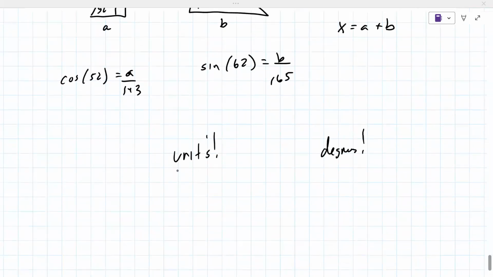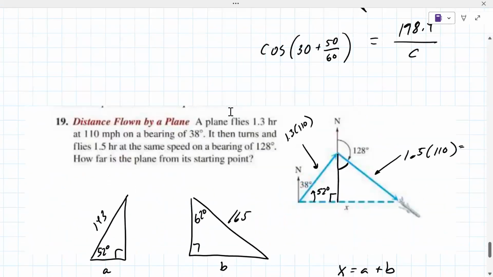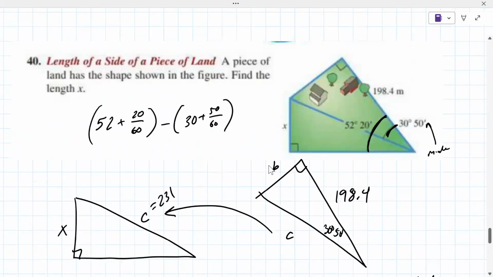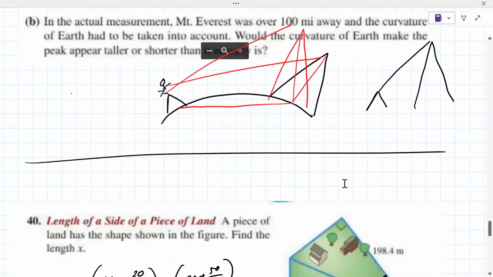Don't forget about the Pythagorean theorem. Don't forget to ask about rounding. Make sure your answer makes sense. What do you mean by that? Well, if you get X and X is like 5,000 and all these other numbers are 231 and 198, that's a problem.